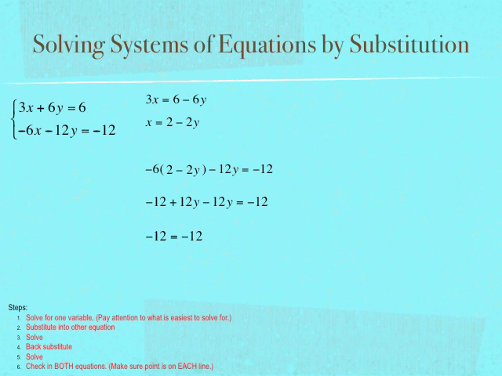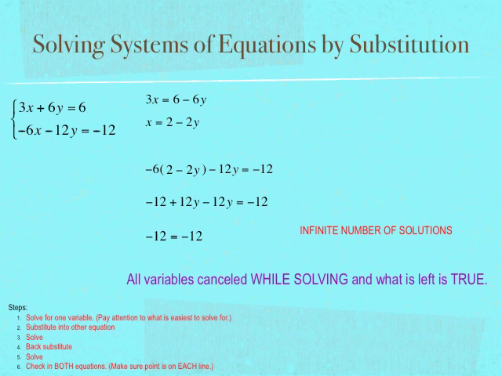Combining like terms, again, all my variables evaporated. That's okay. I was in the middle of solving. If all my variables cancel while I'm in the middle of solving, then I've either got parallel lines or coinciding lines. This says these lines cross when negative 12 equals negative 12, which is all of the time, so they're always crossing. So I have an infinite number of solutions.